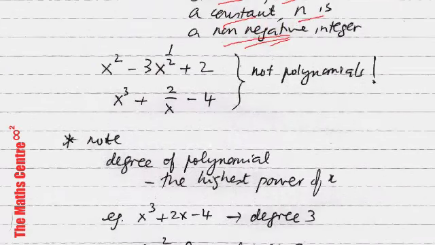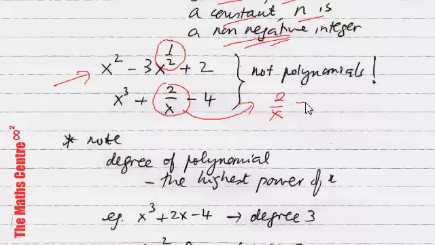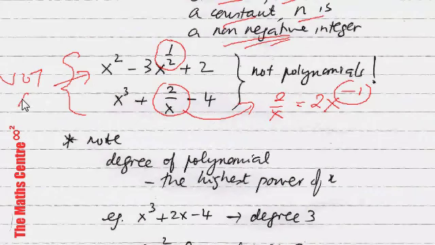Yes, so if you look at this expression, we have x squared minus 3x to the power of 1 over 2 plus 2. The problem is here. This is not an integer, therefore this whole thing is not a polynomial. And if you look at x cubed plus 2 over x, let's open this up. We'll have 2 over x equal to 2x to the power of minus 1, and this is a negative number, therefore both of these are not polynomials. I'll repeat, they are not polynomials.